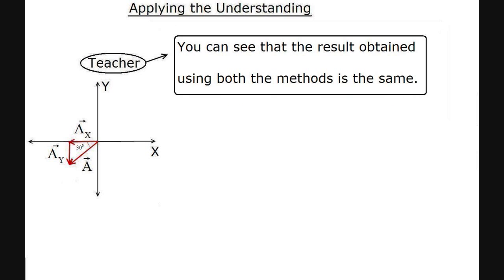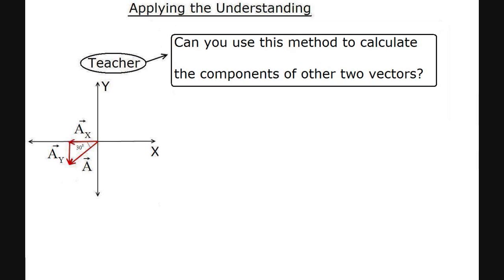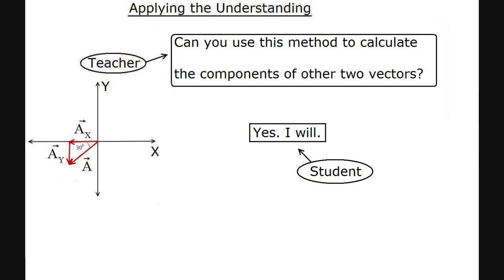You can see that the result obtained using both the methods is the same. Can you use this method to calculate the components of the other two vectors? Yes, I will.